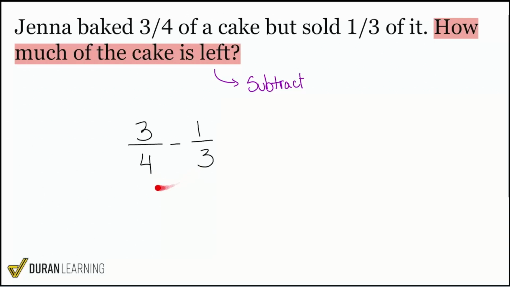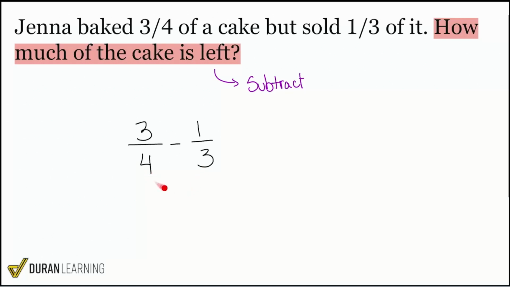Right now, these 2 pizza boxes have different size slices. We need to have the same size of slices. If we have the same size, we can then subtract. So let's go ahead and get it done. Everyone, look at those denominators. We have 4 and we have 3.